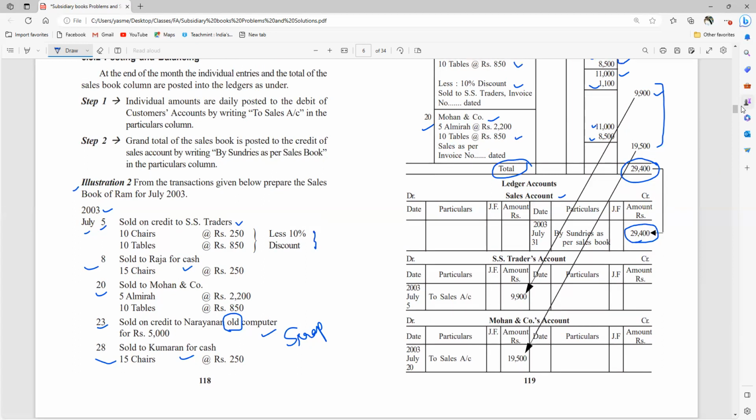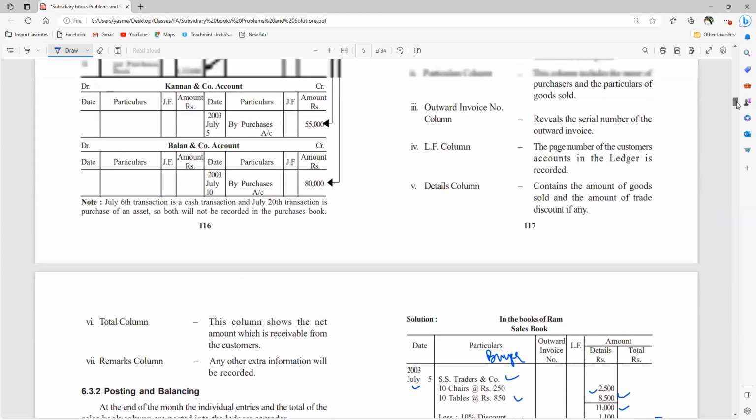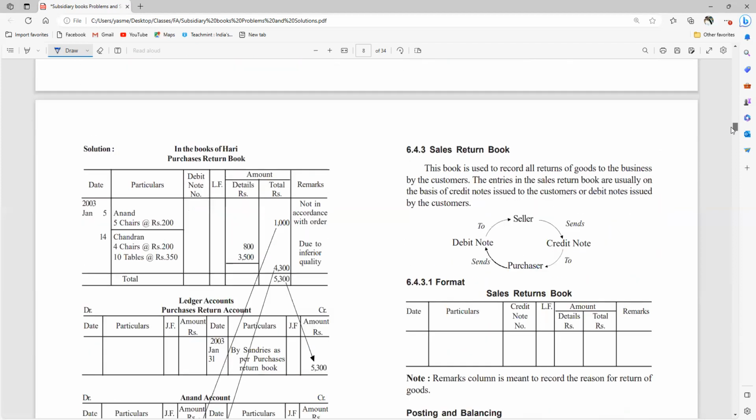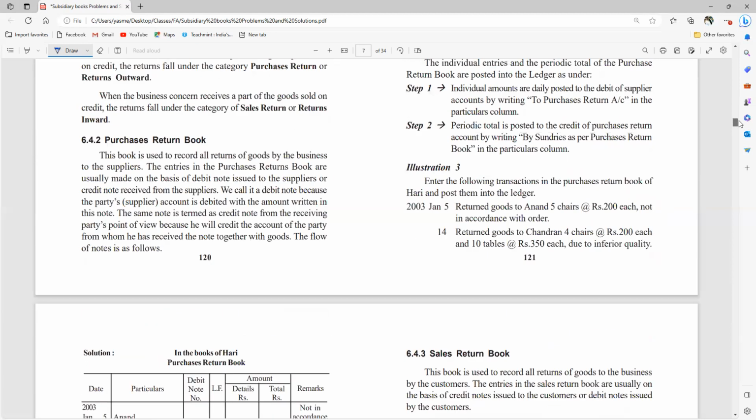Here we are not preparing the ledger accounts. We are just preparing the purchase book, purchase return book, and sales return book. So that is about the sales book. Let's learn the purchase return book here.